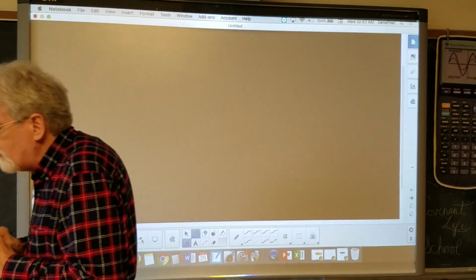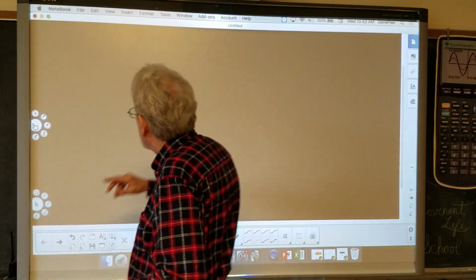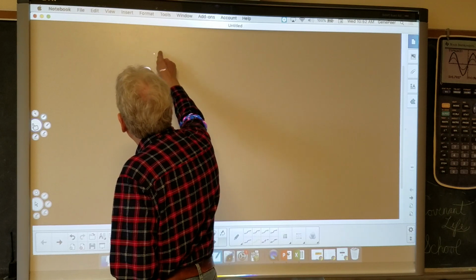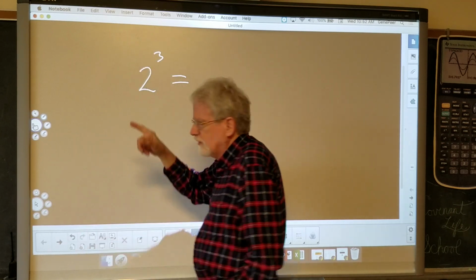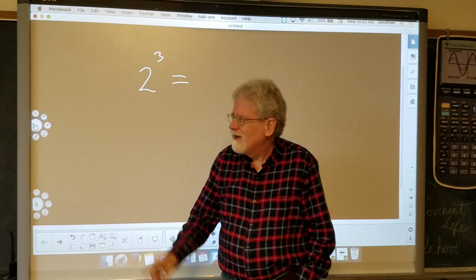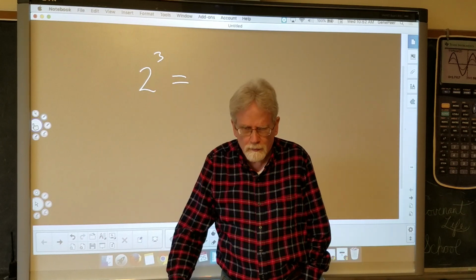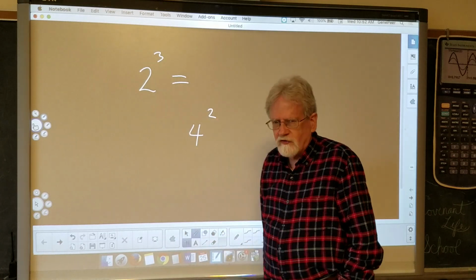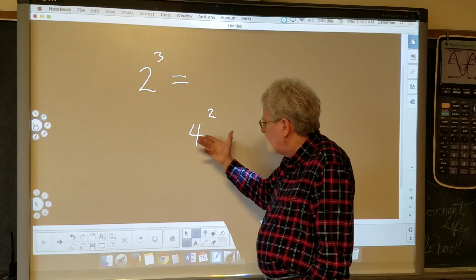There are other roots than just square roots. We know, for instance, that 2 to the third power is, and please don't make the mistake of telling me that 2 to the third power is 6. This does not mean 2 times 3. Does this mean 4 times 2? No, it means 4 times 4.